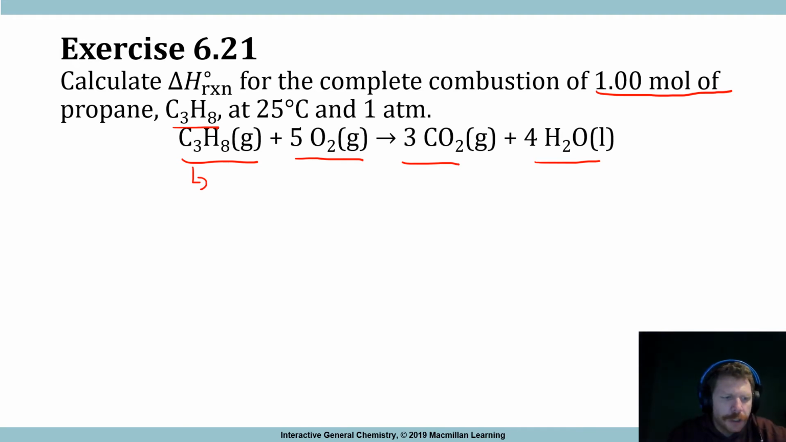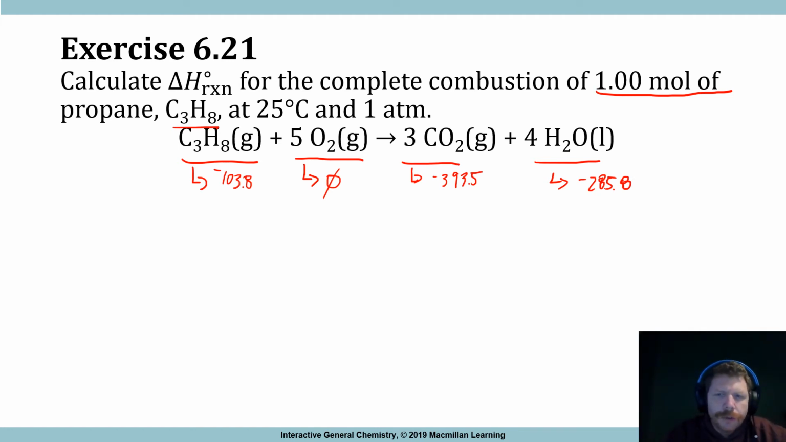Now, I will go ahead and write them down next to each one of the substances. C3H8 has a value of negative 103.8. O2 is in its elemental state at room temperature, so it's 0. CO2, negative 393.5, and H2O is negative 285.8. Okay, so all that we have to do is products minus reactants.